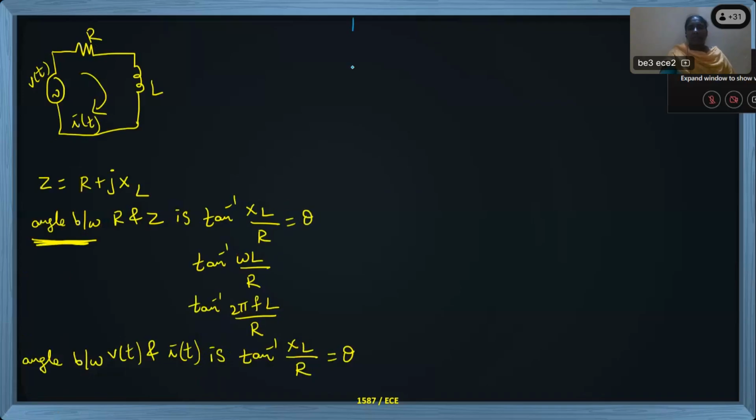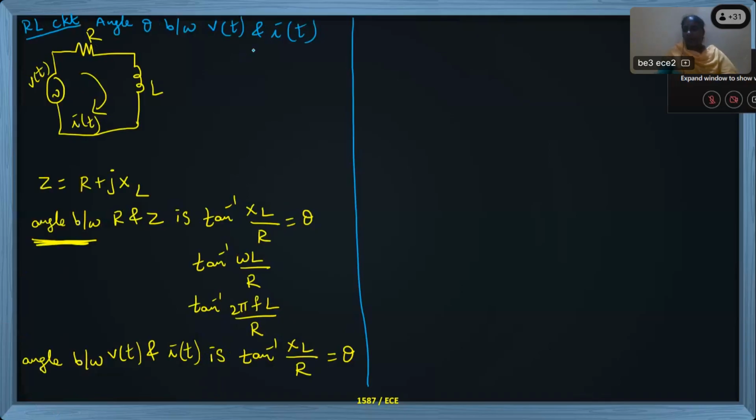On the left side I have done the RL circuit. What we have done is the angle theta between voltage V of t and current I of t. Now on the right side I will go with the RC circuit. You have to remember very simple formulas. Equation 1 is the formula in the entire discussion till now.